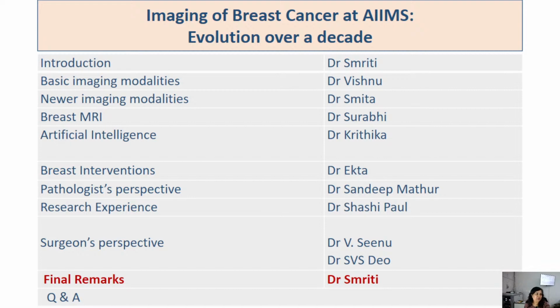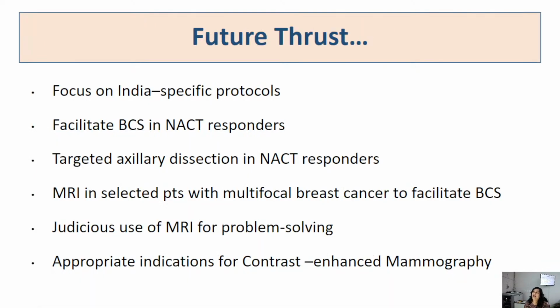I'm so very grateful to all the speakers for sharing their very valuable experience. Our future thrust is going to be on the areas which are specific to our setup, which is more of diagnostic, post-chemotherapy response, facilitating breast conservative surgery in multifocal disease. And we will endeavor to use our state-of-the-art modalities judiciously and in a tailored way, and also develop appropriate indications for the newly acquired contrast-enhanced mammography.